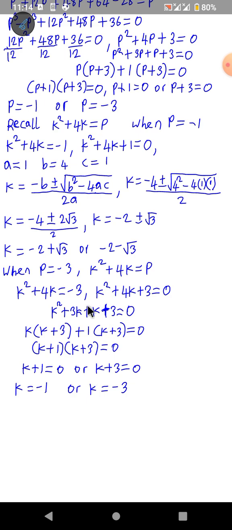So my solution for k in our equation is k equal to minus 2 plus root 3, or minus 2 minus root 3, or minus 1, or minus 3. So this is my solution to this equation.